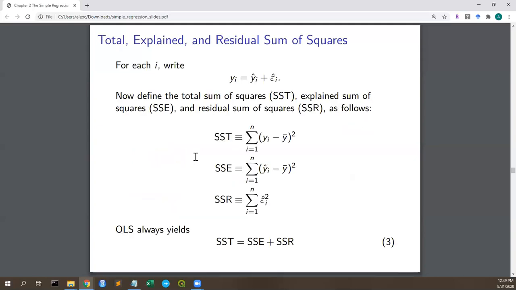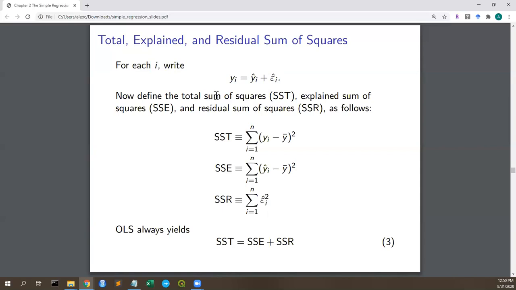So we're going to talk about the total, explained, and residual sum of squares. So for each observation, each i from 1 to n, we can write our equation of yi, the true y, the true sale price of the home, equals the predicted sale price of the home plus the error term, the predicted epsilon for that observation.